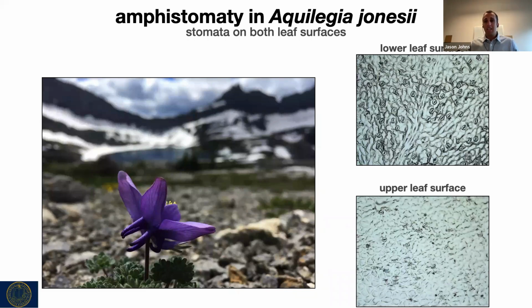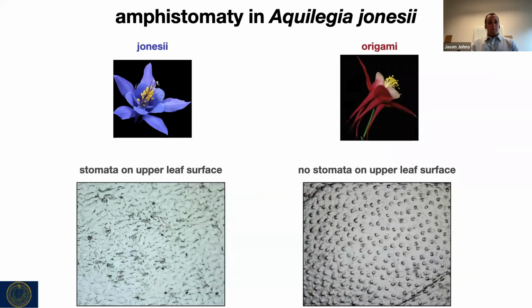amphistomati, which I'll define again because it's an esoteric word. So plant makes leaves on both the upper and lower leaf surface. So here's a microscope image showing the lower leaf surface with stomata and the upper leaf surface stomata from Aquilegia jonesii. And again, jonesii is our amphistomatous species, origami is not. So here's the upper leaf surface of origami with no stomata anywhere.